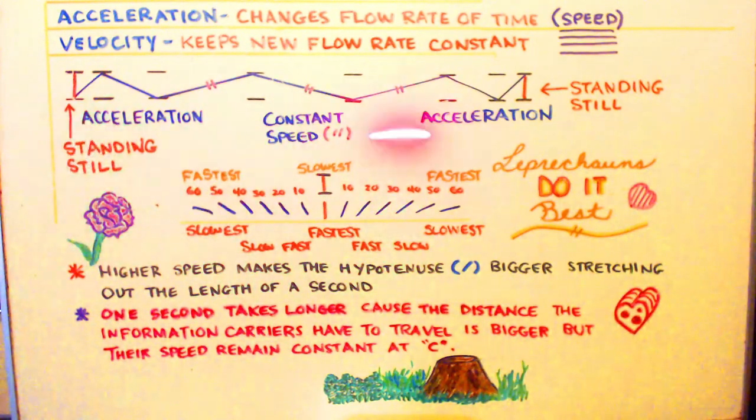Okay. Here we're talking about a rocket. You can see plainly when you are accelerating, the line grows. The length of this line, 1 second takes longer because the distance the information carriers have to travel is bigger. But their speed remains constant at c. So you slow down physics. When you're accelerating, your second gets longer and longer and longer, more and more dilated.